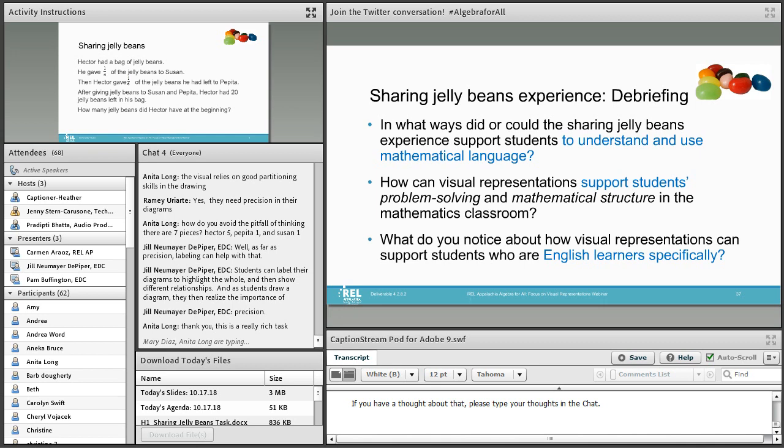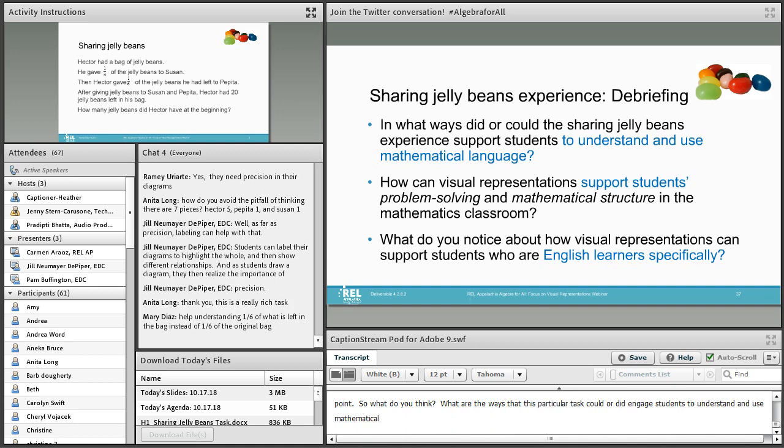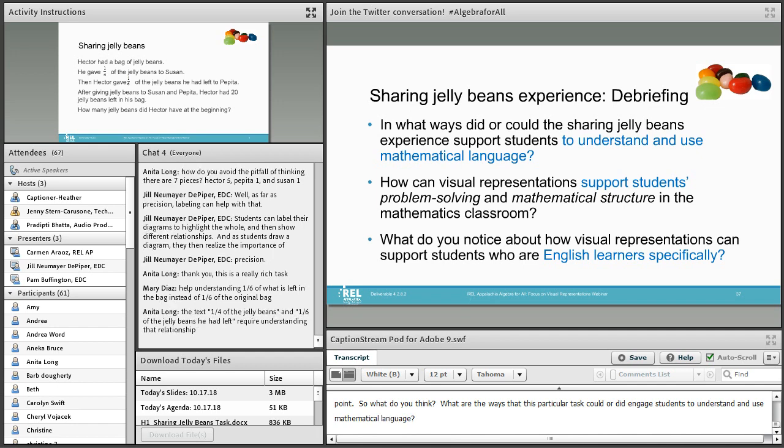So I'm going to pose the question to Jill at this point. Jill, what do you think? What are the ways that this particular task could or did engage students to understand and use mathematical language? I think that leftover piece, when we use that phrase leftover, the sharing jelly beans experience with the diagram, I think really highlights how the unit changes.